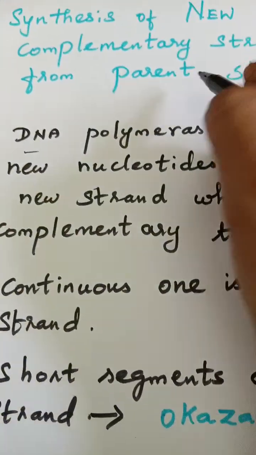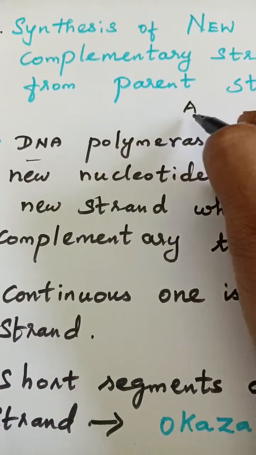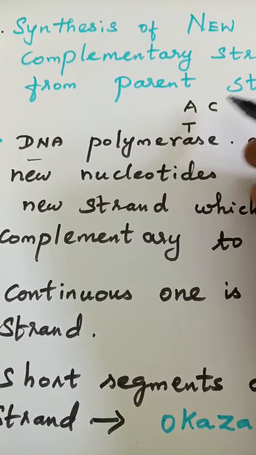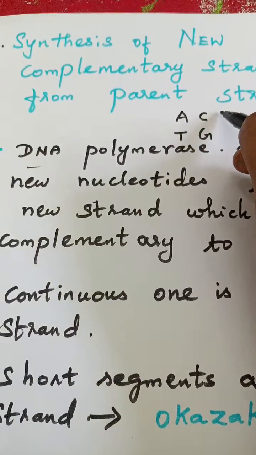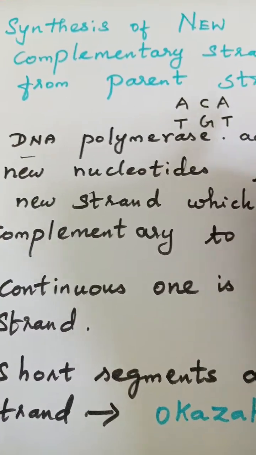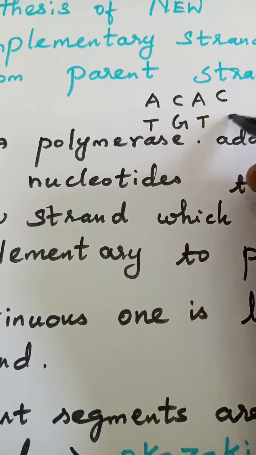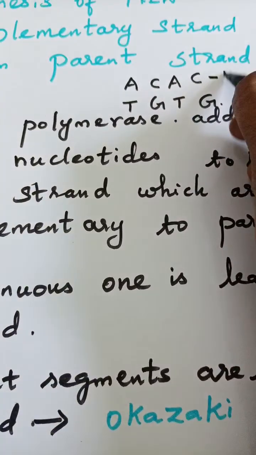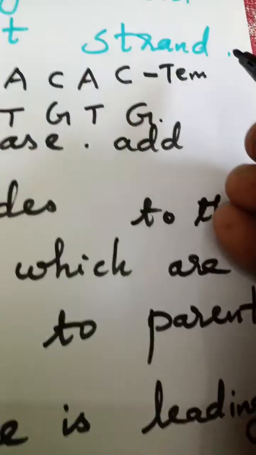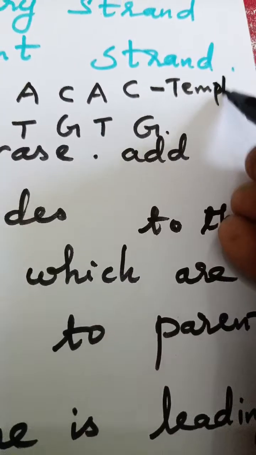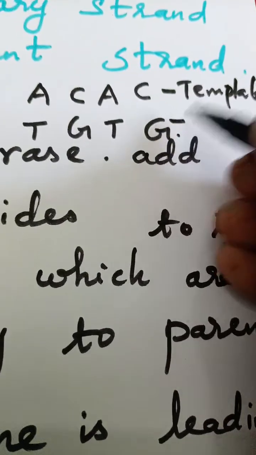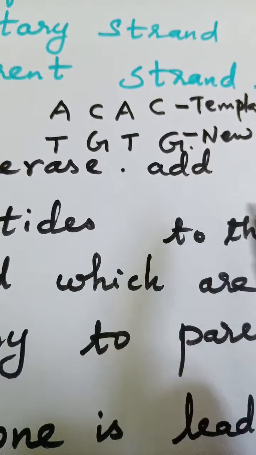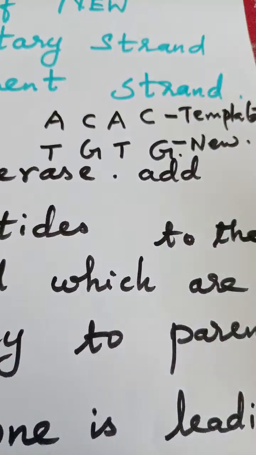Understood? So for example, if A is there, then thymine will be formed in the new strand. If C is there, G will be formed. If again A is there, T will be formed. If again C is there, G will be formed. So this is the template, and this is the new complementary strand. Is that clear? The new complementary strand will be formed like this only.